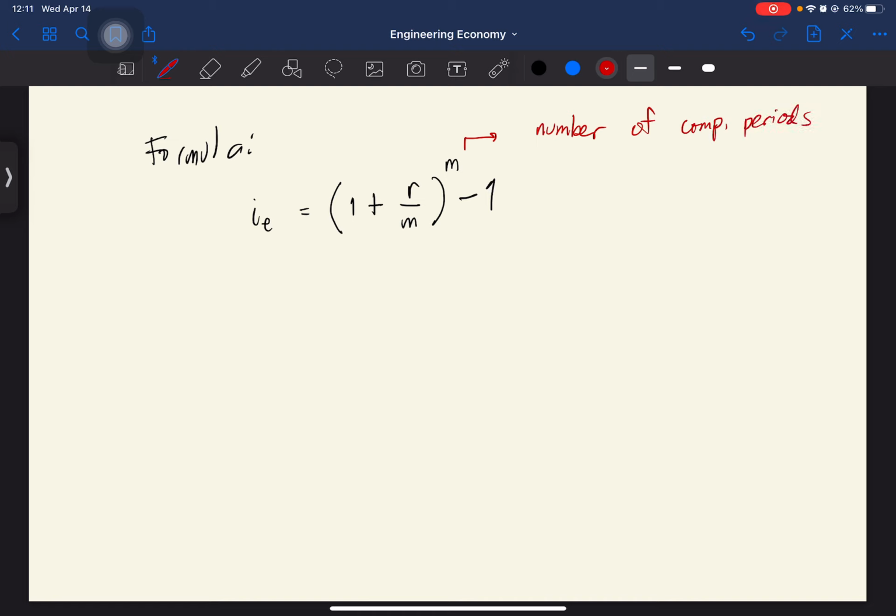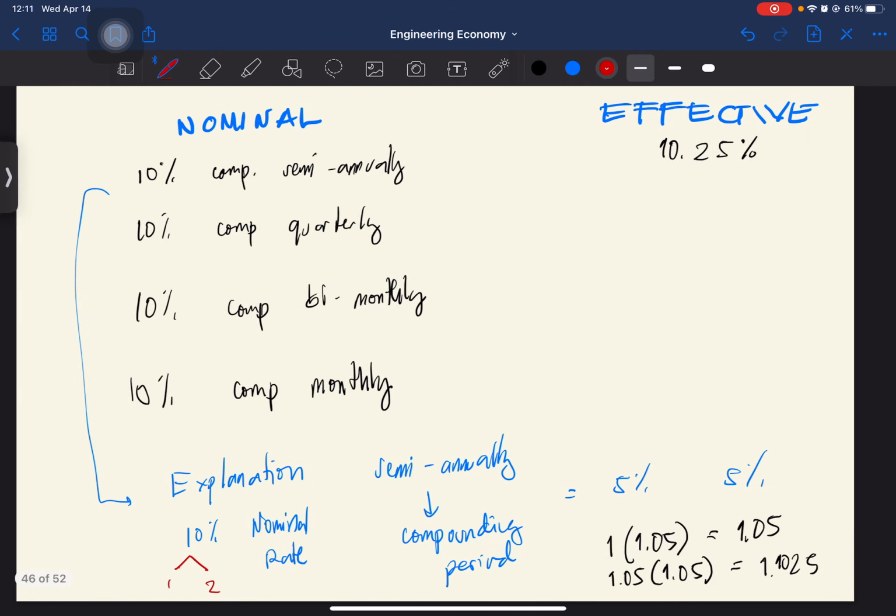When you say M, kung semi-annual, edi dalawa. Kung quarterly, edi 4. Kung bi-monthly, edi 6. Okay? So, R is the nominal rate. In our case, that's 10%. Okay? So, ayun. And IE is the effective, or sa ibang libro, that's simply I, interest rate. Tandaan mo, when you say effective interest rate, yun yung effect niya sa isang taon. Okay tayo ron? Okay. So, let's continue solving the others.